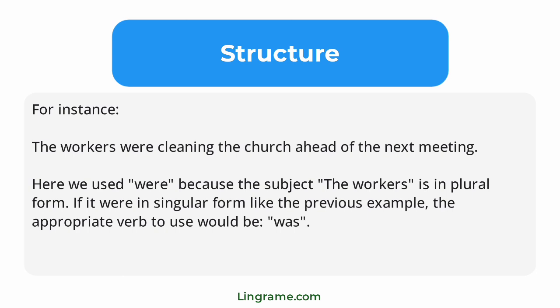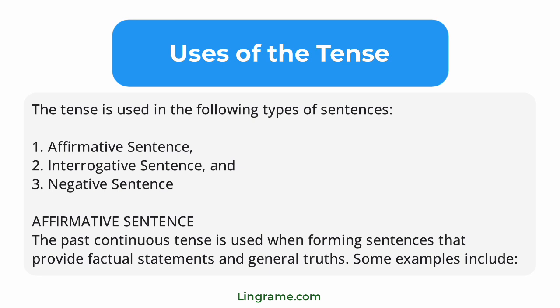For instance, the workers were cleaning the church ahead of the next meeting. Here we used were because the subject, the workers, is in plural form. If it were in singular form, like the previous example, the appropriate verb to use would be was. Uses of the past continuous tense.